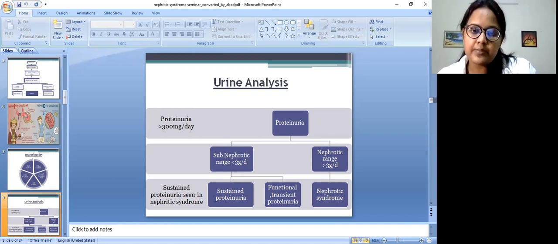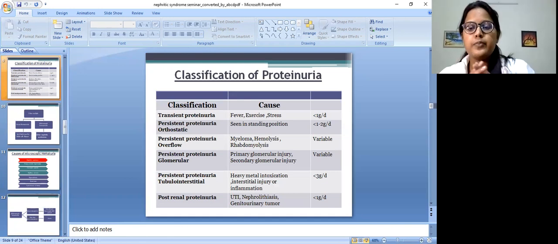If the patient has subnephrotic range proteinuria, it could be transient proteinuria, orthostatic proteinuria, or nephritic proteinuria. On the basis of clinical and biochemical examination, you will make your diagnosis whether the proteinuria fits nephritic syndrome, or is transient proteinuria due to fever or exercise, or orthostatic proteinuria, for example in teachers or professions which require prolonged standing. There are also other causes, like multiple myeloma.